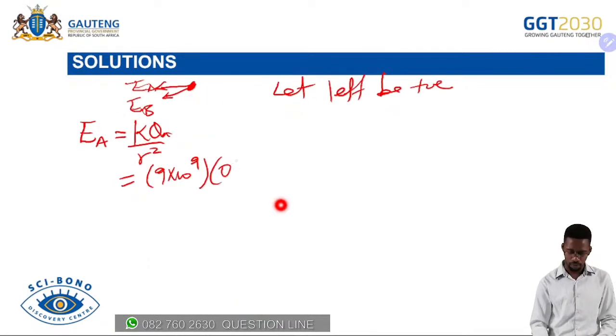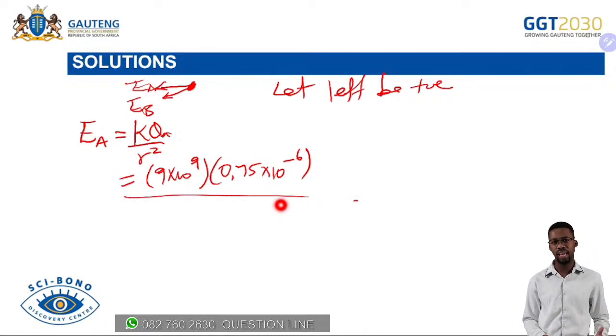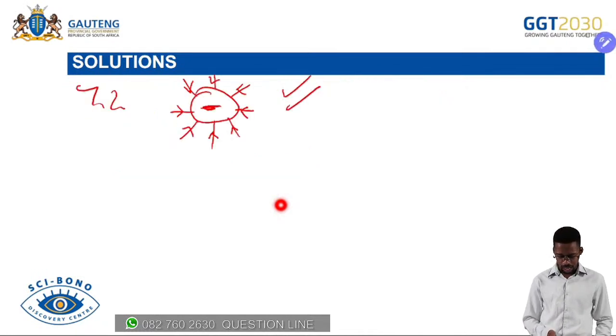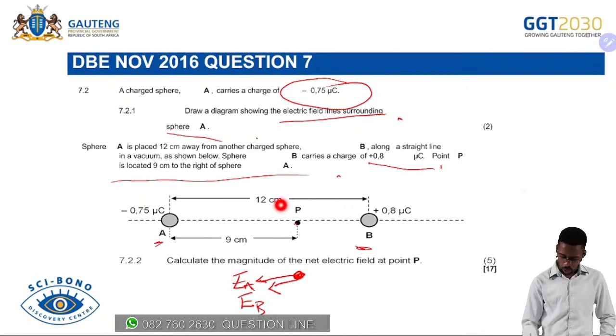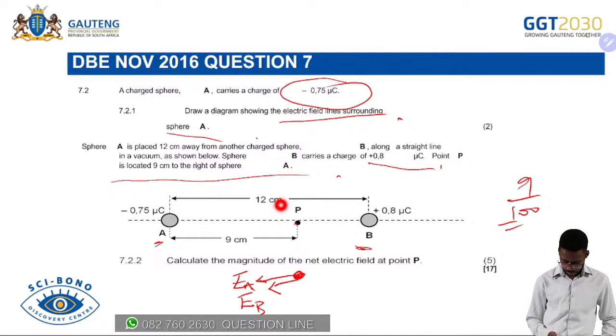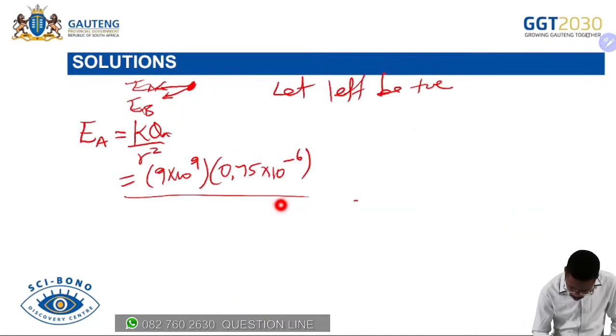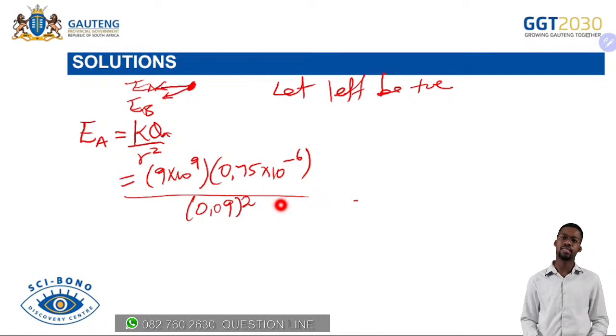So you don't put the negative. 0.75 times 10 to the power negative 6, divided by the distance between sphere A and the test charge. So let's look at the distance between sphere A and the test charge. It is 9 centimeters. So you need to convert 9 centimeters to meters, and I think you're going to divide 9 by 100. You're going to get 0.09. So it's going to be 0.09. Don't forget to square your distance.